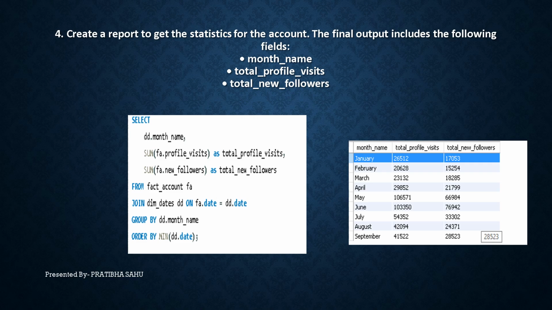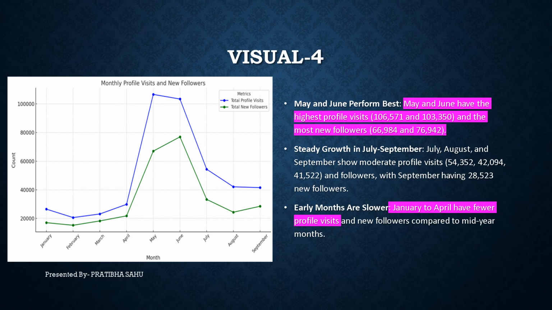So the fourth ad hoc question is create a report to get the statistics for the account. The final output includes the following fields, that is month name, total profile visits and total new followers. So in this visual the line chart shows monthly profile visits and new followers. May and June had the highest profile visits and gained the most new followers. Profile visits and follower growth were slower in the early months of the year.